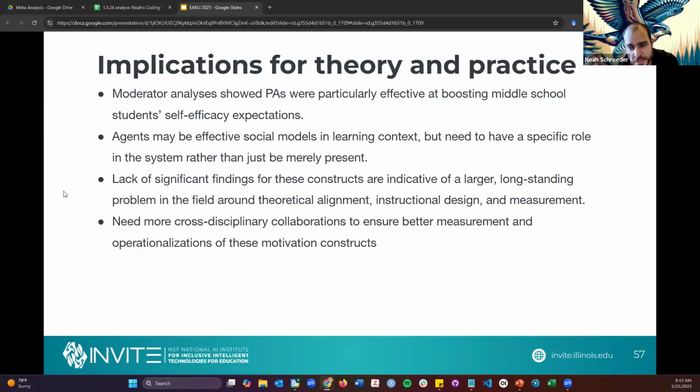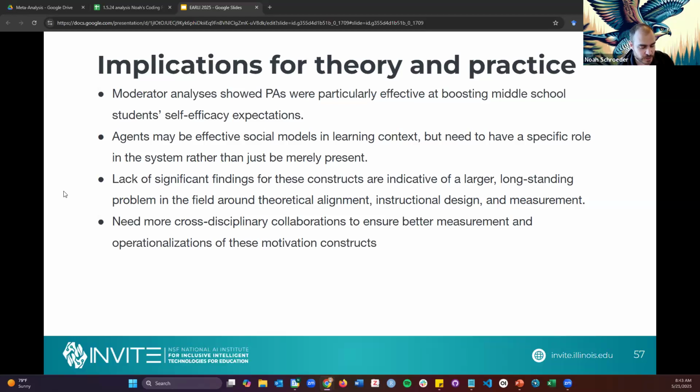Next, we found that agents might be effective social models, but again, they need to have a specific role. There's a number of studies that just say, we put an agent in there, but they don't talk about what the agent was supposed to do. It was just an agent in an environment, and it seemed to have no real instructional purpose other than we could put an agent in there, so we tried it. So this comes back to the fact that we need to have a specific role in mind when putting an agent into a learning system.